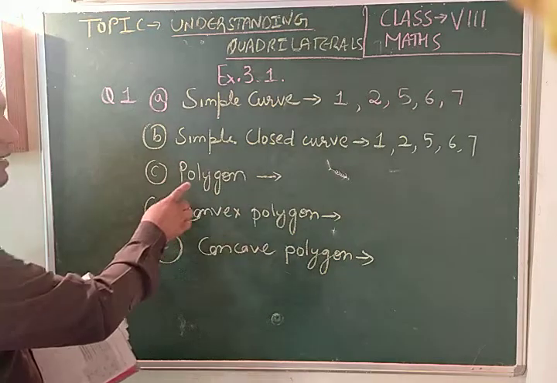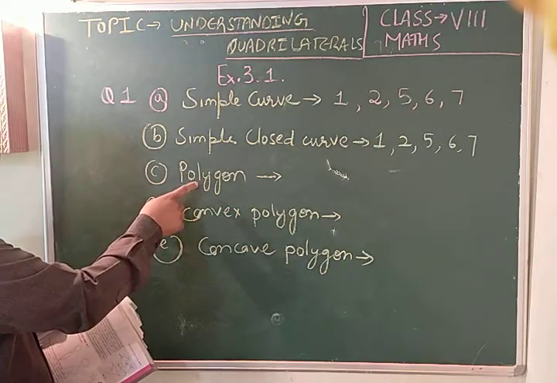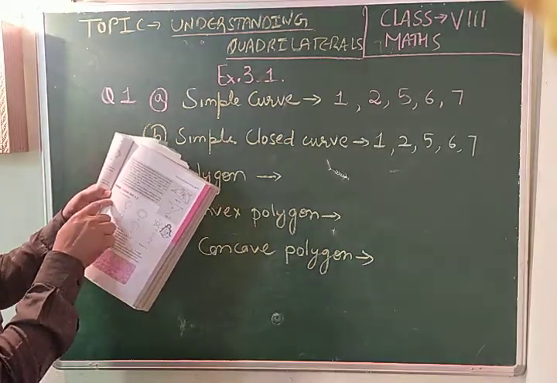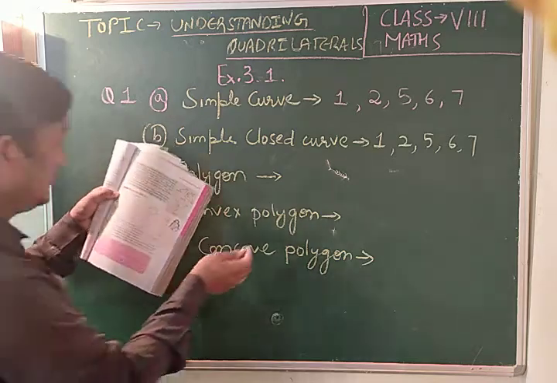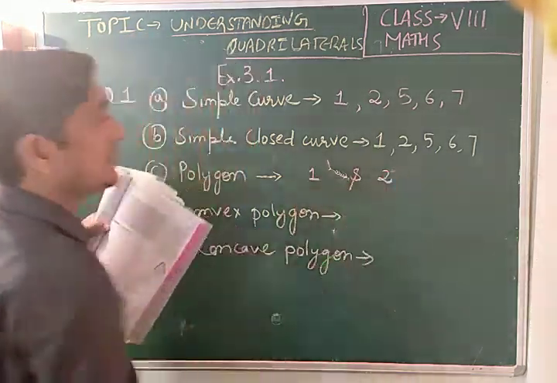Now polygon. Polygon means closed curve made up of line segments only. So here only two figures are made up of line segments. First and second.